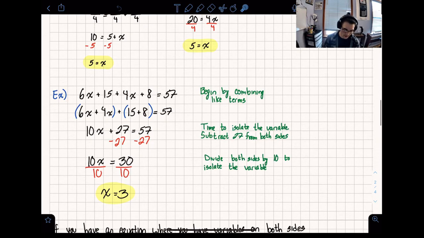So now that we have an expression with just one term with the variable x, we're going to start isolating it. We start isolating it by getting rid of the constant on the same side of our equation with our variable x. So we subtract 27.